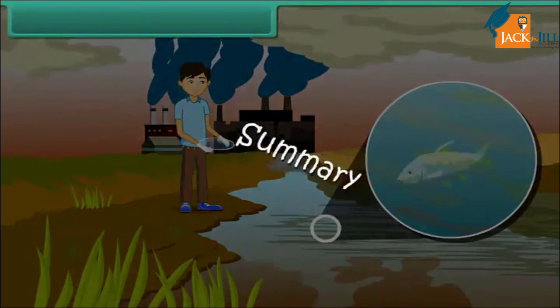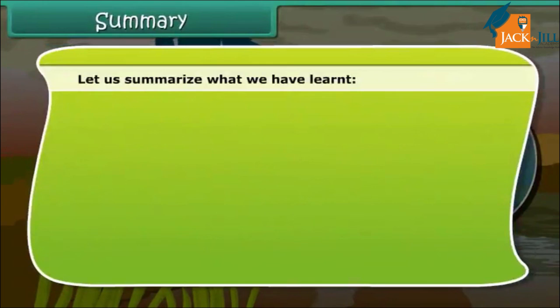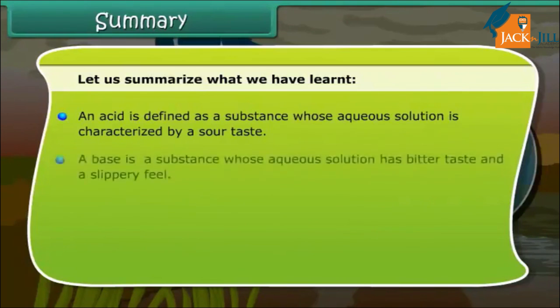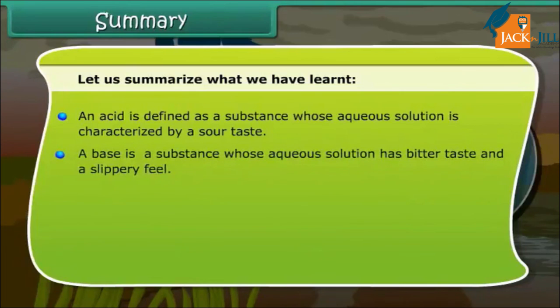Summary. Let us summarize what we have learned. An acid is defined as a substance whose aqueous solution is characterized by a sour taste. A base is a substance whose aqueous solution has a bitter taste and a slippery feel. A salt is formed when a base reacts with an acid.